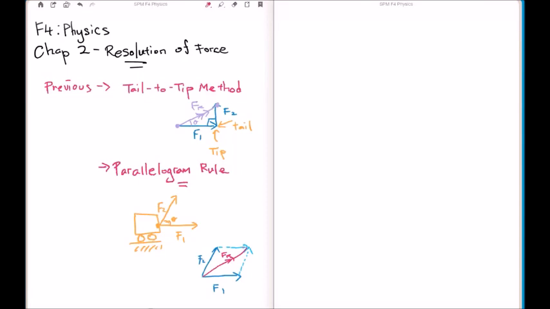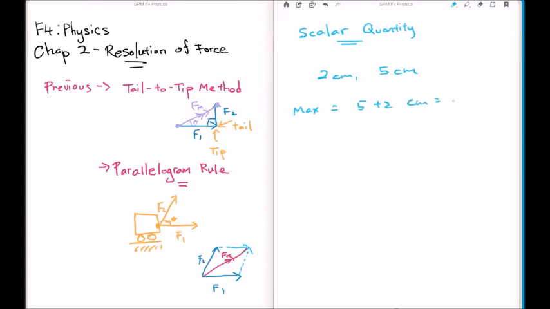I'm not going to dive into it, but what you need to know is about the perception of the maximum and minimum, for a vector or a scalar. Let's say for a scalar quantity, you have two values. You have 2 centimeter, a length, and 5 centimeter. What's the maximum and minimum you can get? The maximum, of course, will be 5 plus 2. This is the maximum you will get. This will be 7 cm.